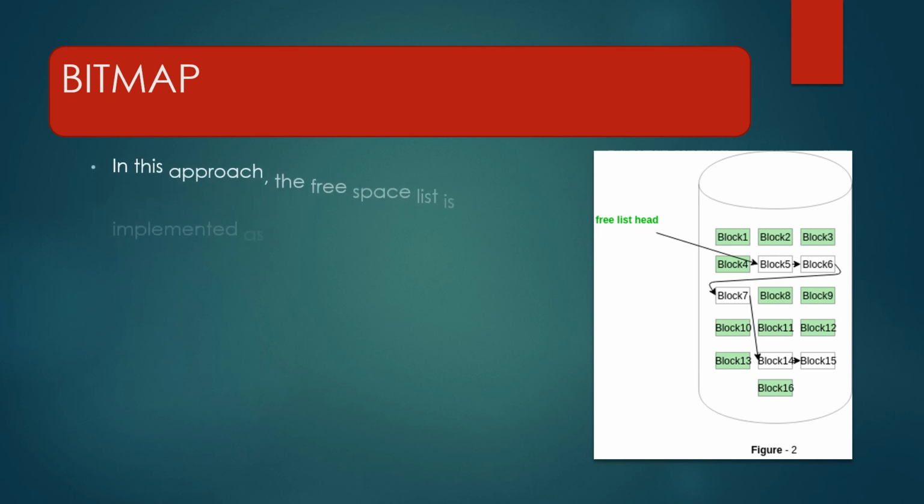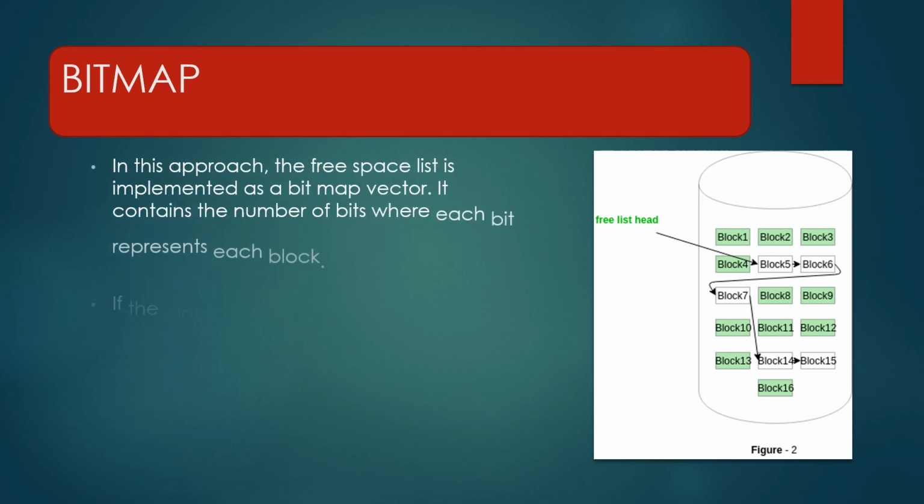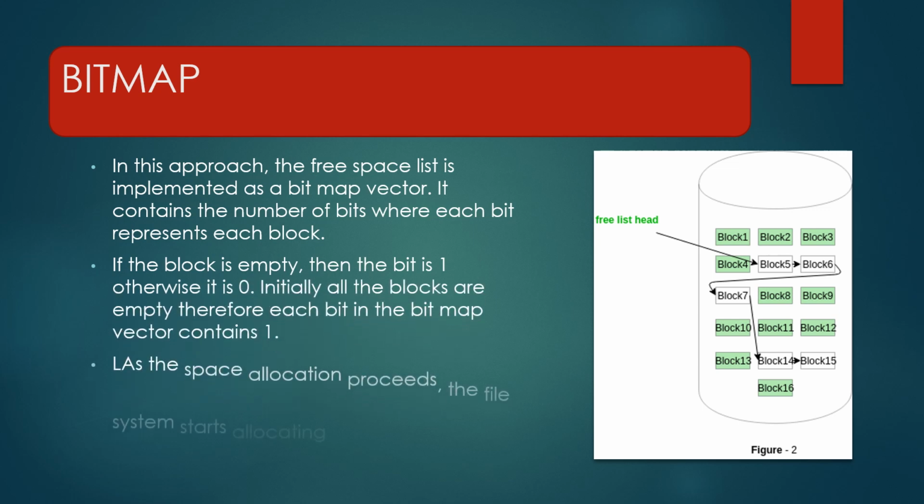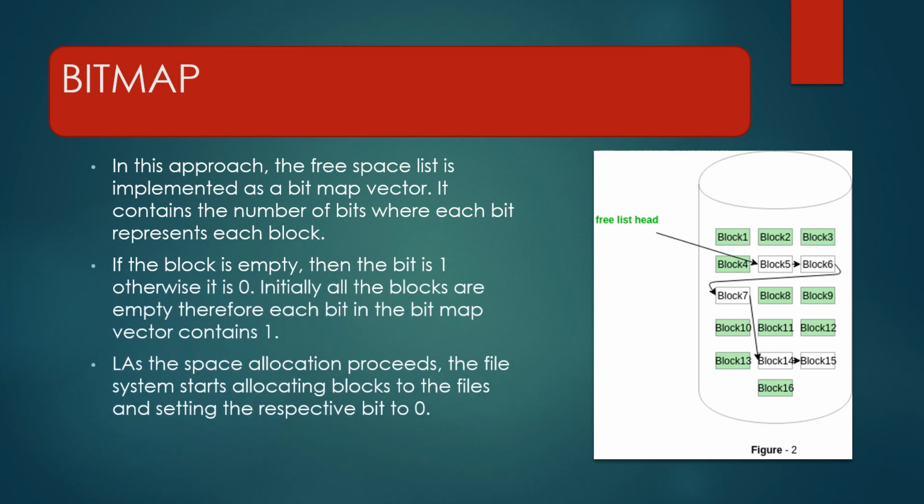Bitmap. In this approach, the free space list is implemented as a bitmap vector. It contains a number of bits where each bit represents a block. If the block is empty, then the bit is 1, otherwise it is 0. Initially all the blocks are empty. Therefore, each bit in the bitmap vector contains 1. As the space allocation proceeds, the file system starts allocating blocks to the files and setting the respective bit to 0.